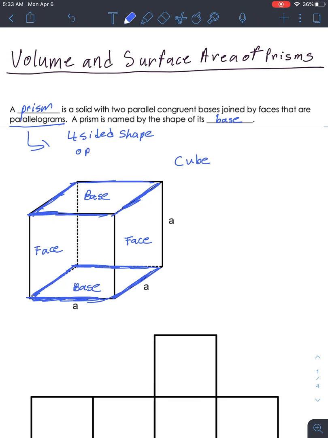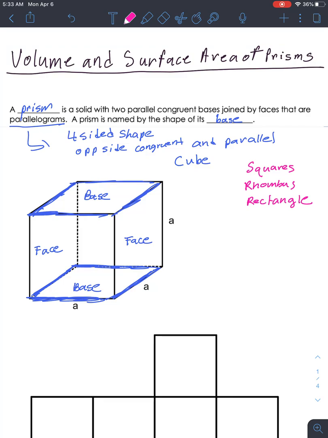Remember that opposite sides are congruent and parallel. In addition to that, opposite angles are congruent. Depending on what type of parallelogram, there'll be other properties. What you need to know is some other parallelograms are squares, a rhombus, a rectangle. So just know that the sides around the bases have to be parallelograms.